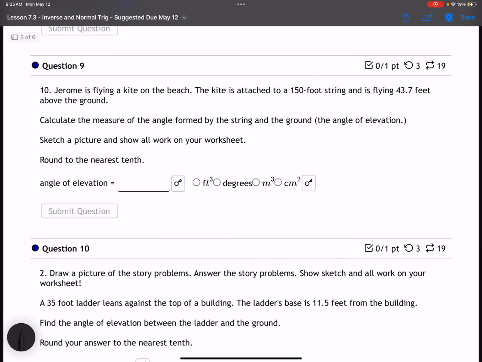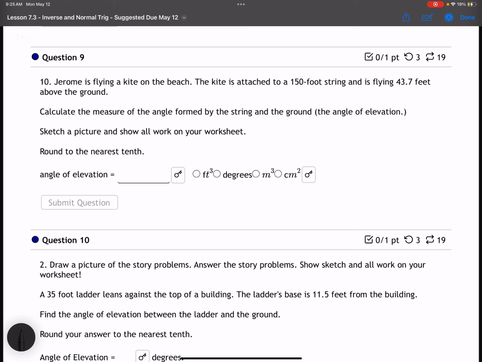Here are some word problem versions of this. Jerome is flying a kite on the beach. It's attached to a 150-foot string and is flying this far above the ground. So let's draw a picture to go with the story. We're flying a kite. Here is our kite. It's flying 43.7 feet above the ground, and it's on a 150-foot string. You can see the right triangle that is created here.